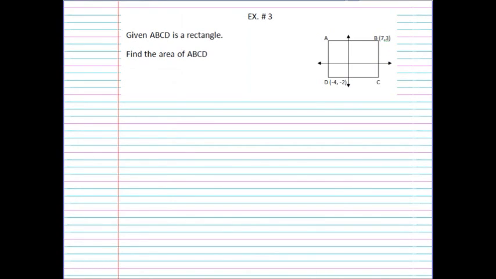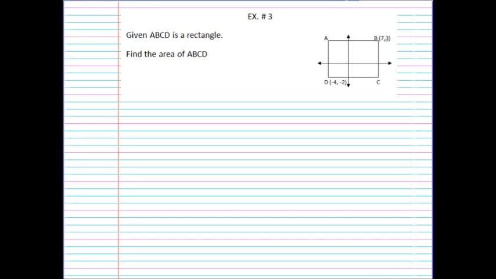Alright, so what do you think? Are we going to have a proof or no proof? No proof. We have given and we have the word find. So we're given ABCD is a rectangle. We want to find the area of ABCD.